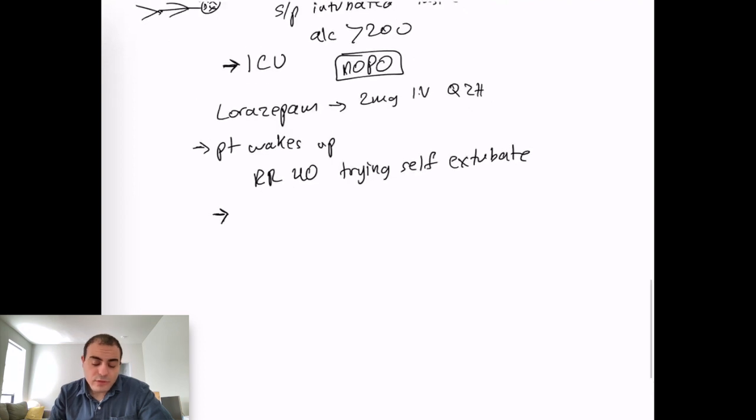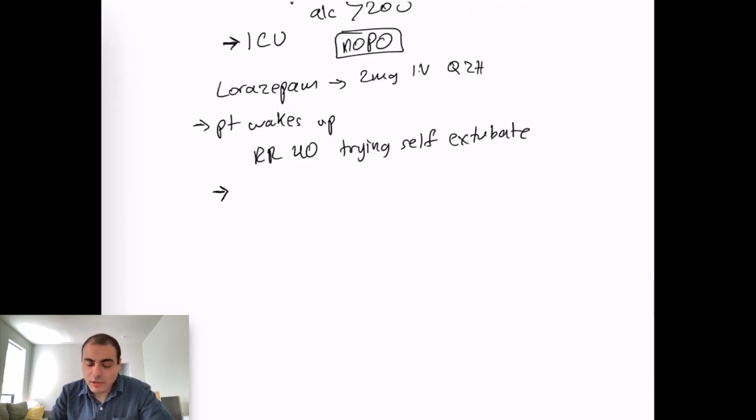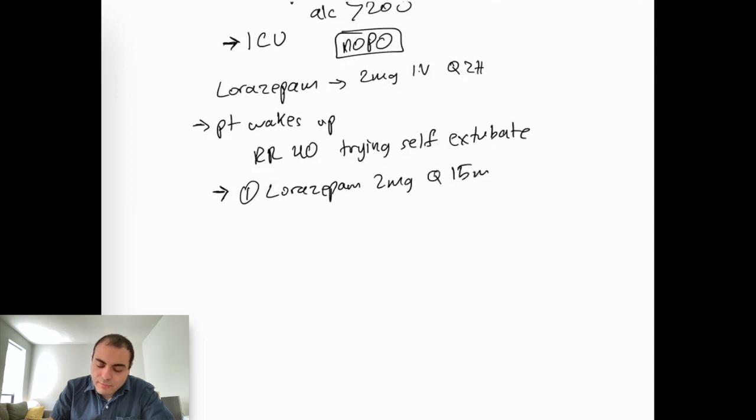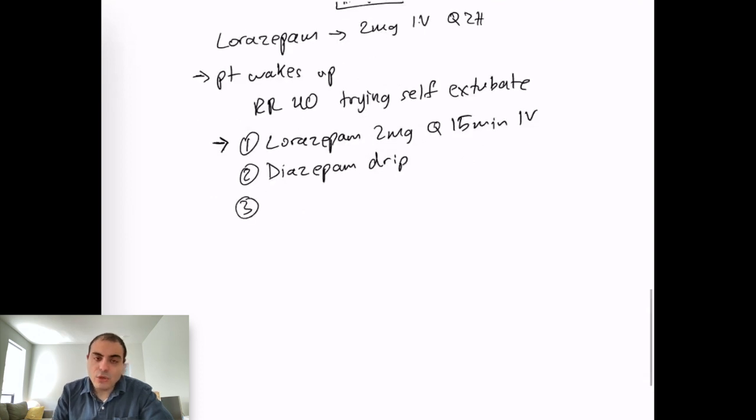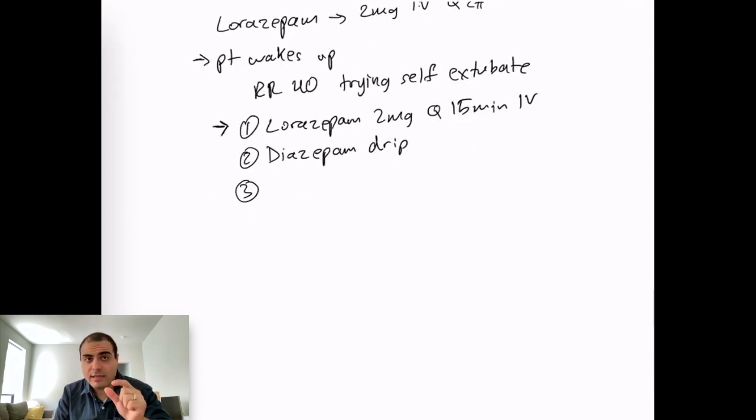So now you give them more benzos. You really need to give them a lot of benzos. So what you can do is, number one, either do lorazepam 2 milligrams Q15 minutes until he chills, IV, or you can do a diazepam drip, or in this setting, you can use a short-acting drip.